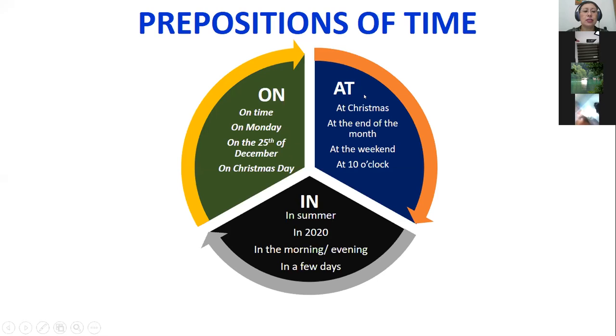At, we use at to talk about specific schedules or times. For example, at Christmas, at the end of the month, at the weekend, at 10 o'clock. We use in to talk about seasons. For example, in summer, in 2020, in the morning or in the evening or in a few days. So we can say that in is for a season or a period of time. Podemos decir que la preposición in, hablando de tiempo, es cuando hablamos de un periodo determinado, de una época determinada, de un año, ¿verdad?